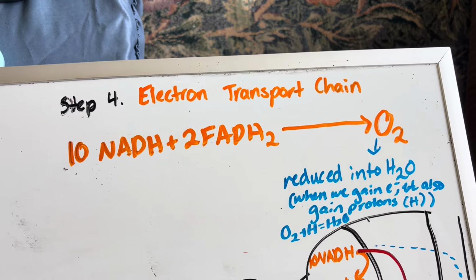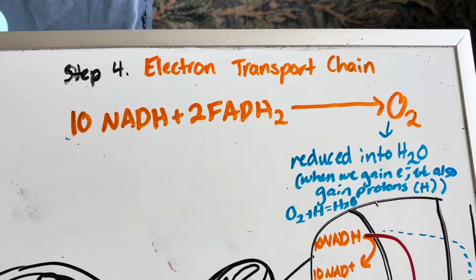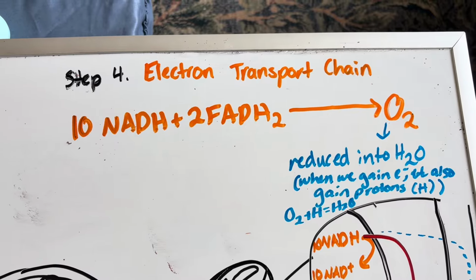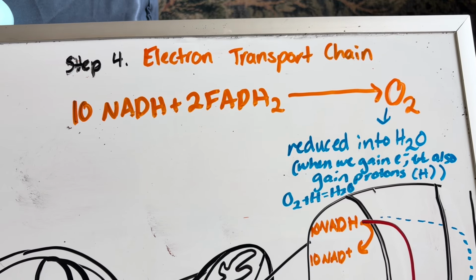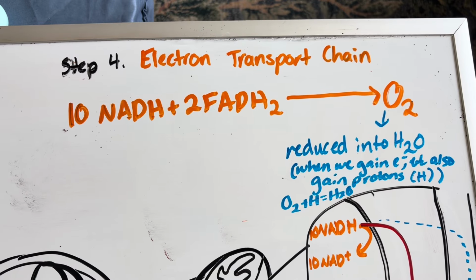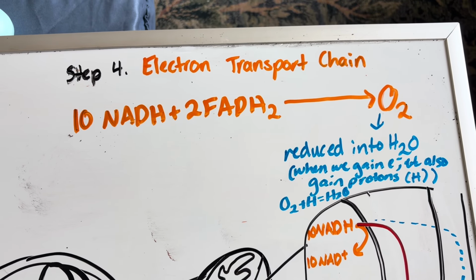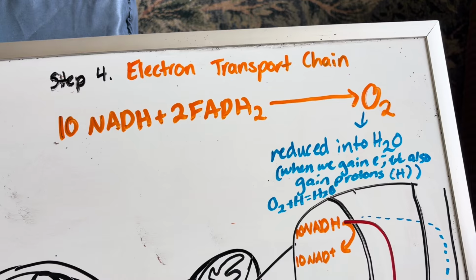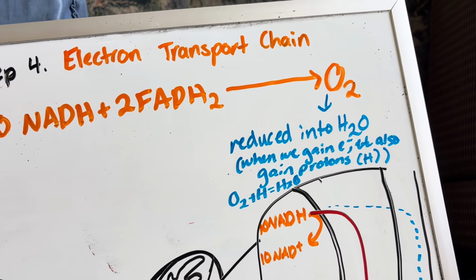Right, we just have one last step to cover. So we started with glucose. We broke it into pyruvate. We broke that pyruvate into acetyl-CoA. We broke those acetyl-CoA molecules into a bunch of NADH and FADH2. And so now we are going to finalize this process and make a bunch of ATP.